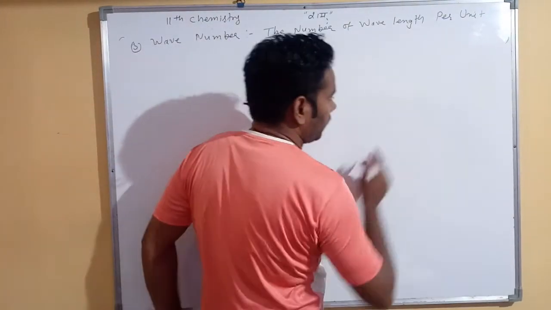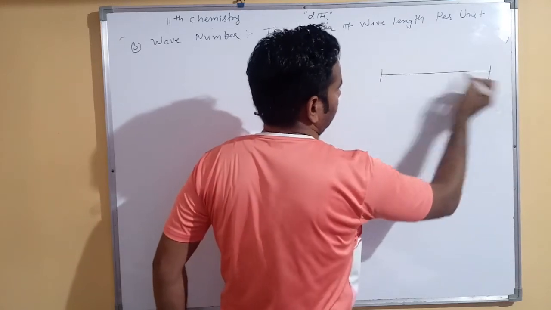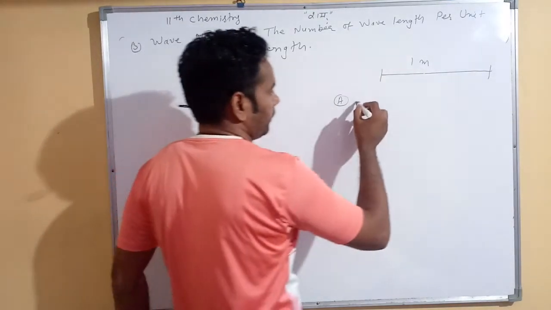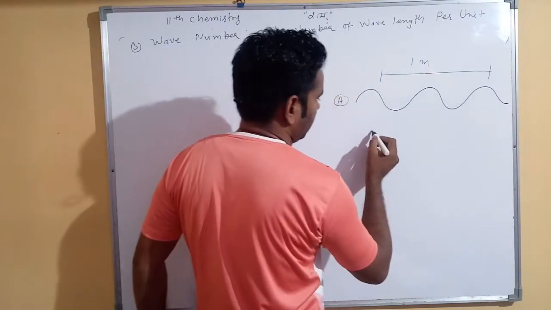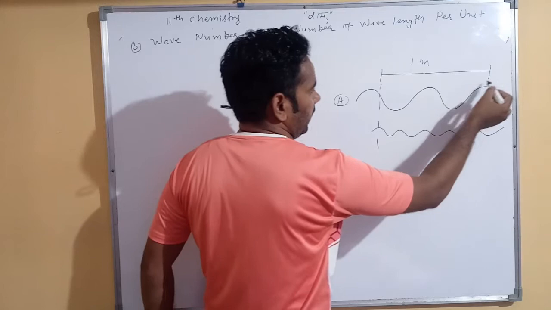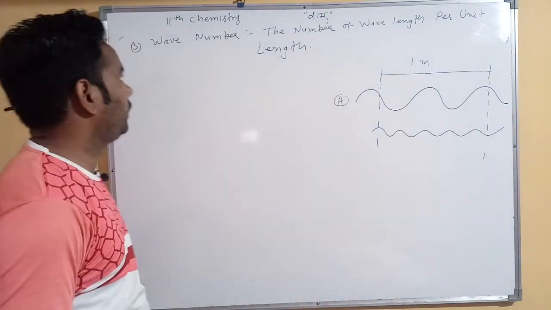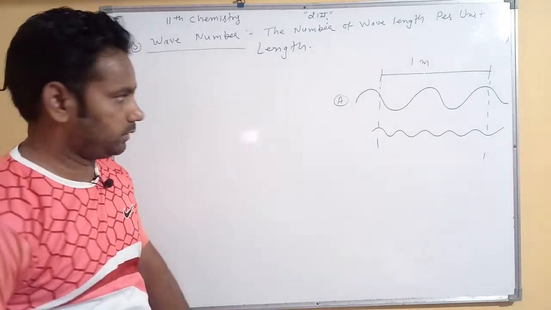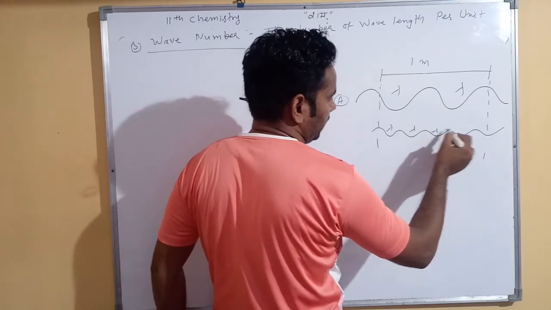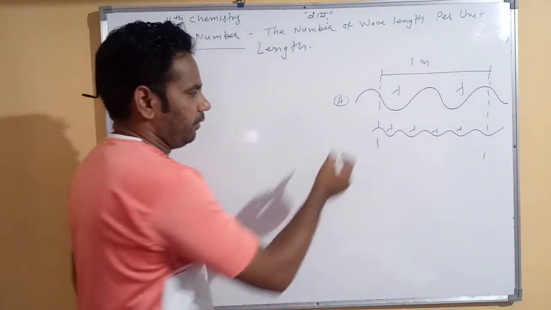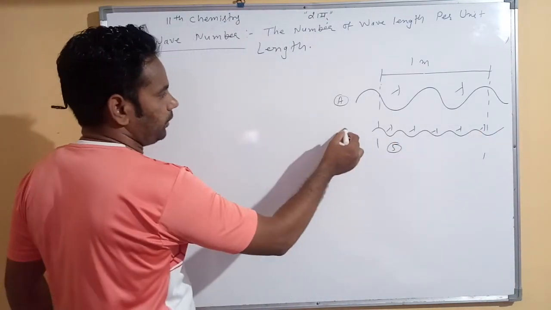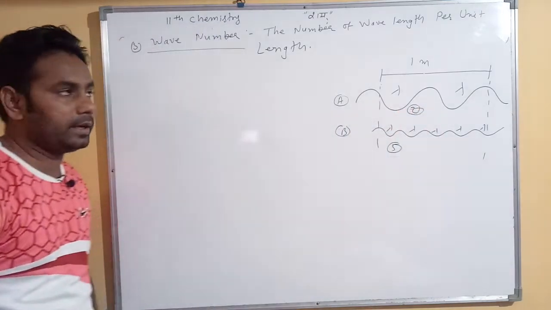Okay, clear. Suppose here it is 1 meter, and we have two types of wavelength. In a particular length, the number of waves is equal to the number of wave numbers. Here one wavelength, two wavelengths, but here 1, 2, 3, 4, and one more is 5. So the wave number for this radiation is 5, and for this one only 2. Okay, I think you understand.